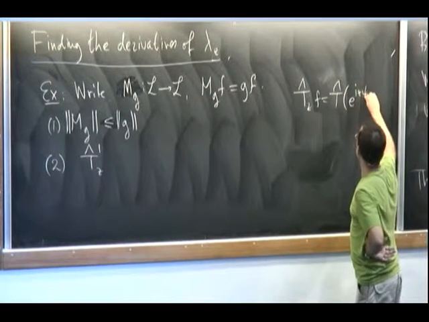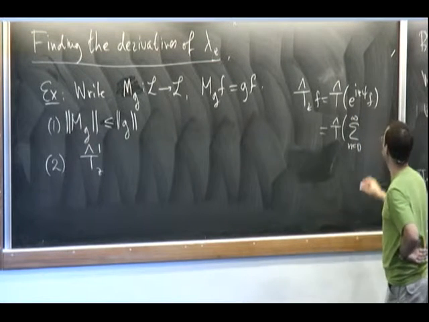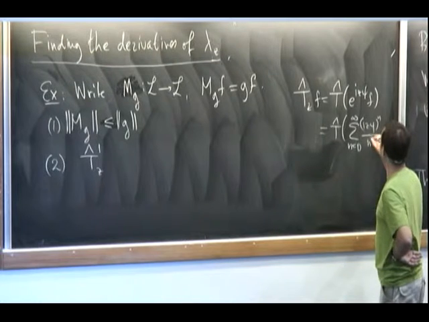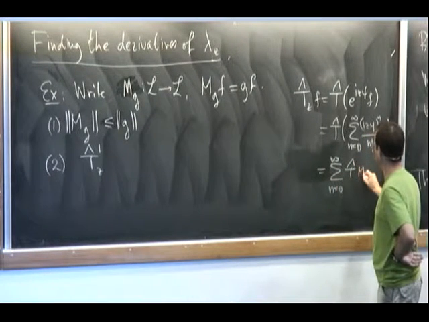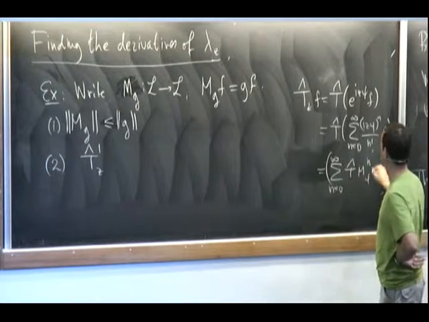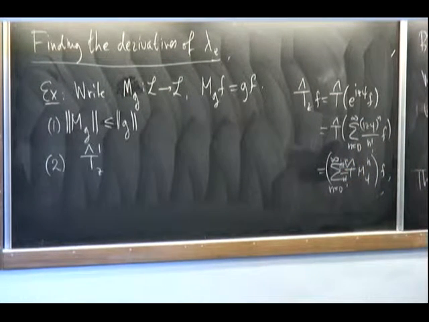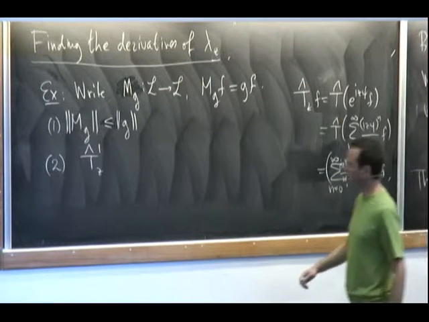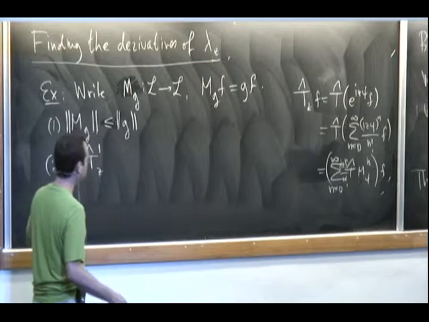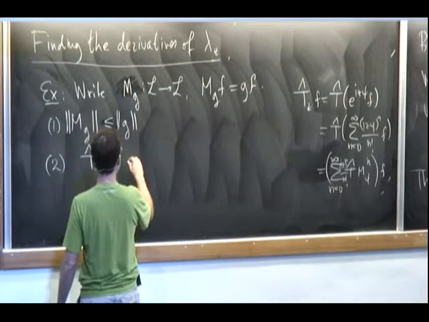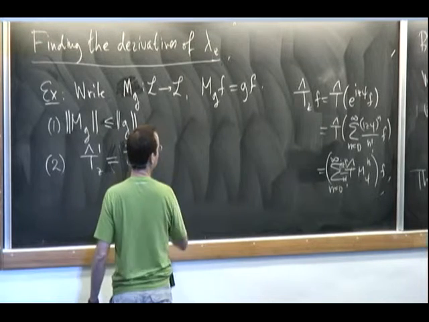This is T hat of the sum, n from 0 to infinity, of (i z psi) to the n over n factorial, applied to f. So this is really the sum of T hat M_psi^n applied to f, times (i z)^n over n factorial. This already shows that it's an analytic function, and you can use it to find the derivative. What this says is that you can differentiate under the transfer operator. It's an exercise for you to check formally that the derivative is what you get when you differentiate under the transfer operator.